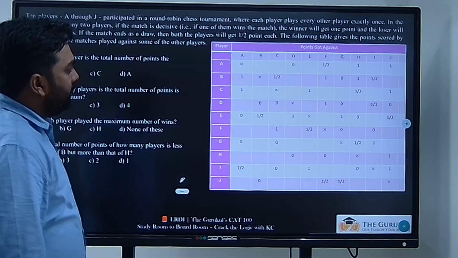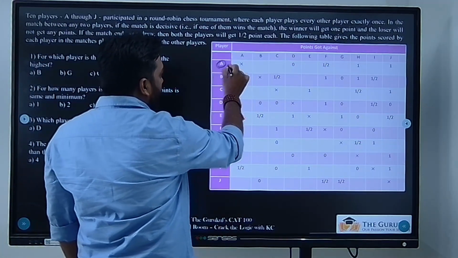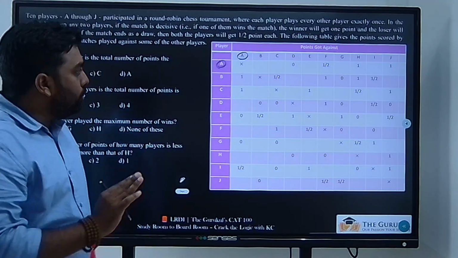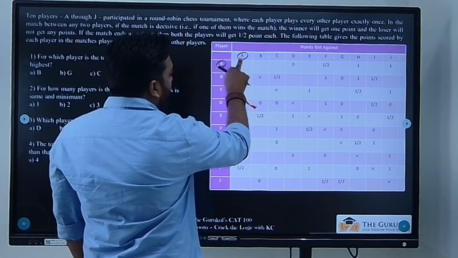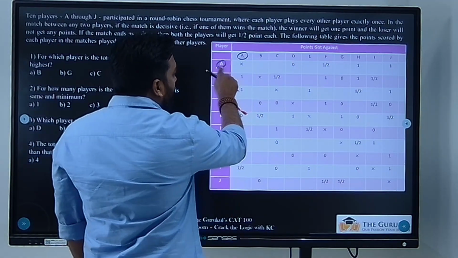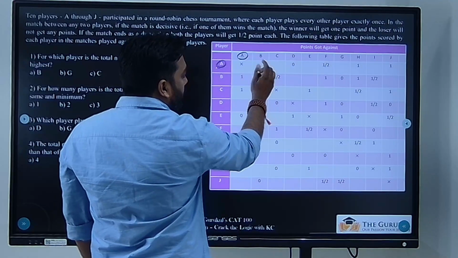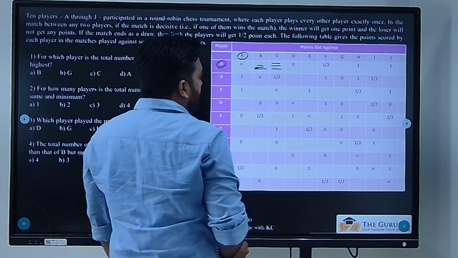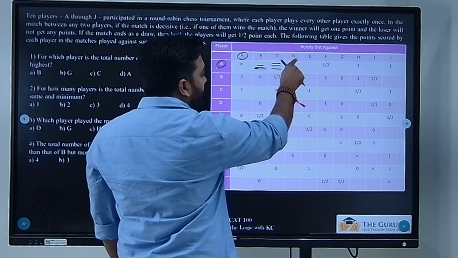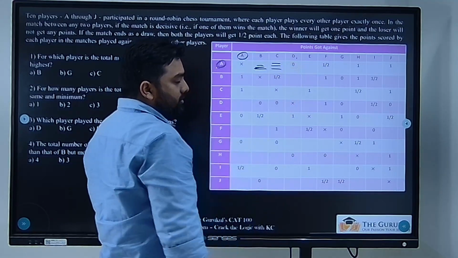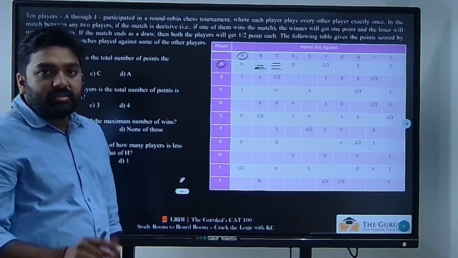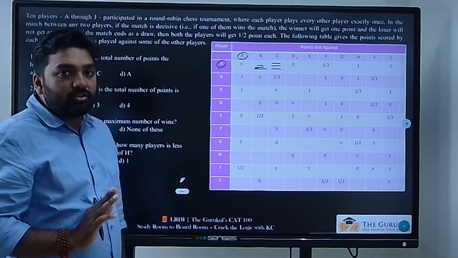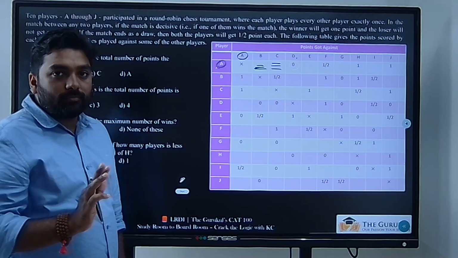If you observe carefully, now let's talk about only A row and A column. Okay, slowly observe the table. A cannot play with A, that's why it's a cross. A is playing with B or not, I don't know, no information here. But A is playing with D and A got 0 points. Which means, can I say in the match between A and D, A lost the match. That's why A got 0 points.